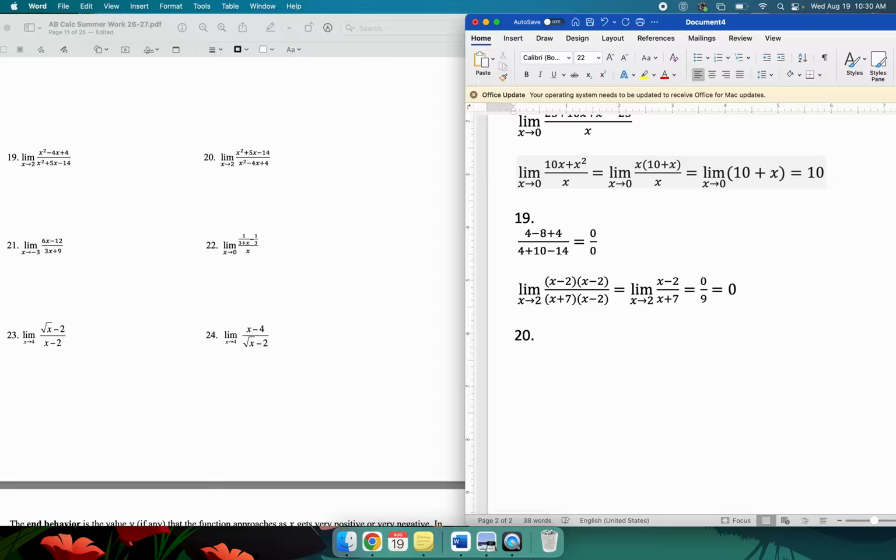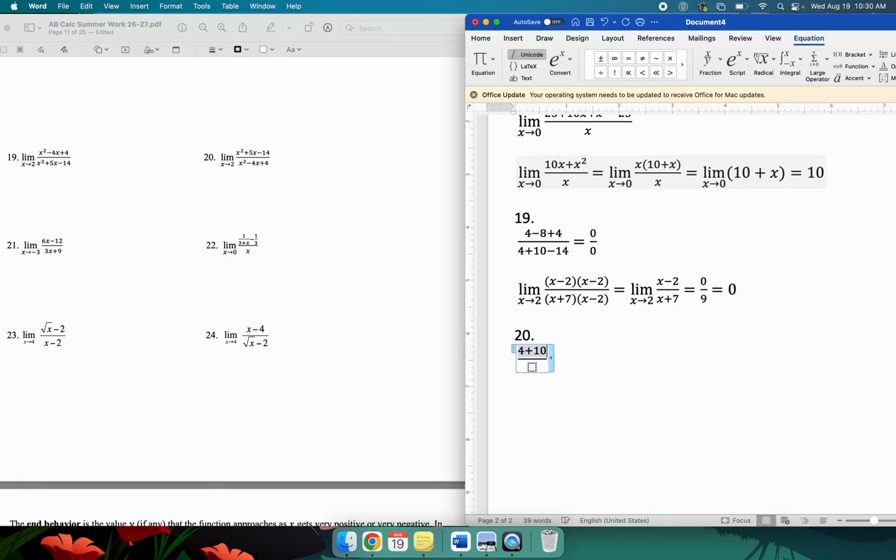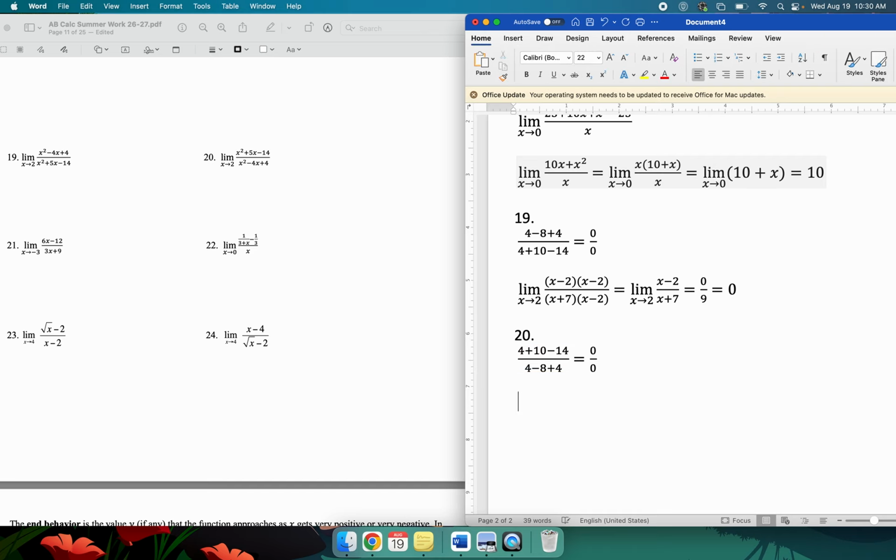Now the next one: if I plug 2 into that, what do I get? I get 4 plus 10 minus 14. And on the bottom, I get 4 minus 8 plus 4. I think you get 0 over 0 again. Okay, so that means I need to simplify.